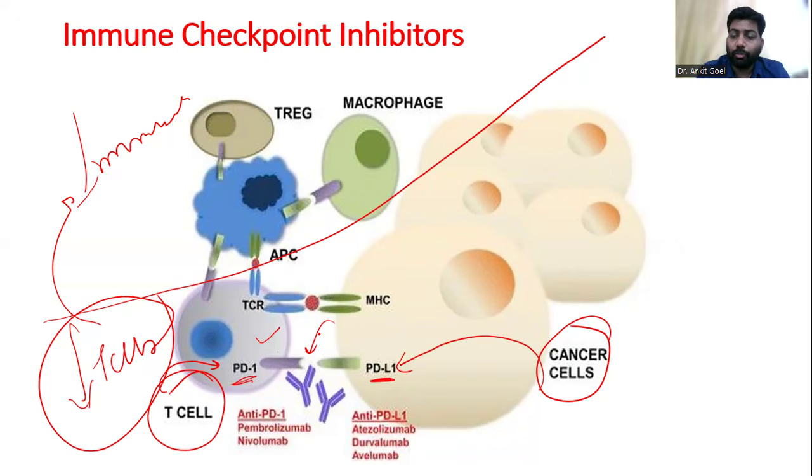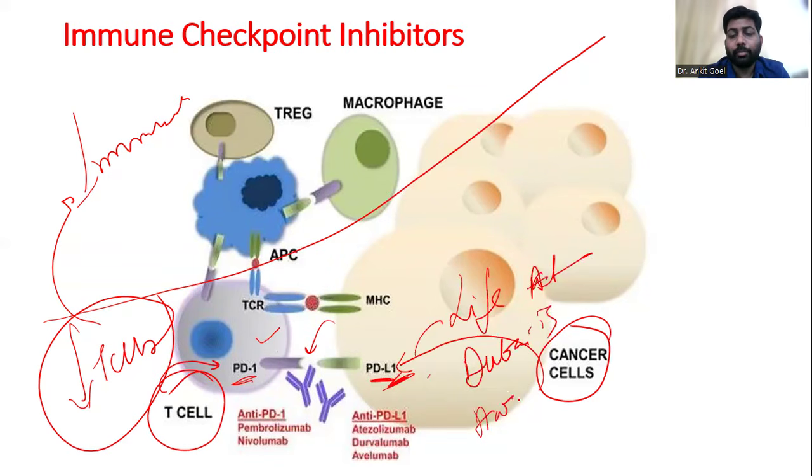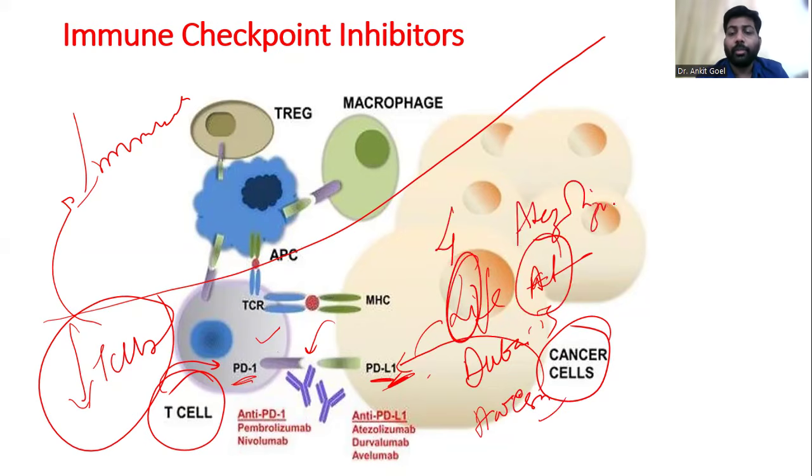It's important. What should be remembered here is that PDL1 is present on the cancer cells. And what are the names of the anti-PDL1 drugs? You can remember it this way: Life at Dubai is awesome. Life is L1, At is atezolizumab, Dubai is durvalumab, awesome is avelumab. Whenever there are so many drugs in front of you, it's very difficult to rule out one, so try to have some alphabetical relation so that you can remember it for a long time.